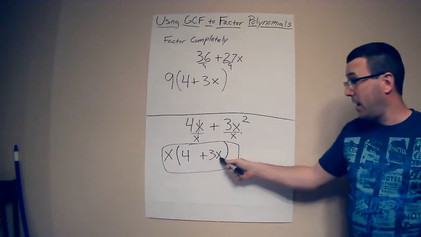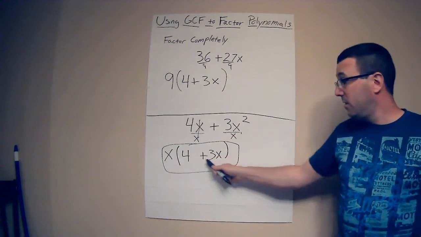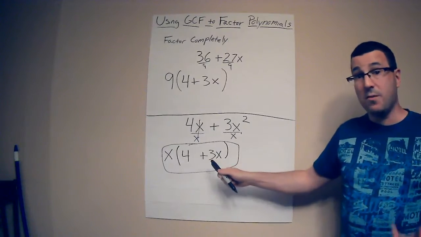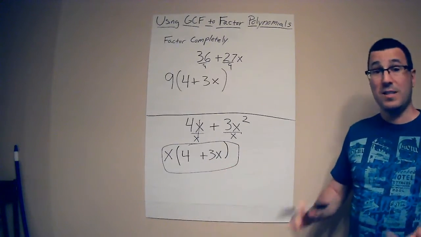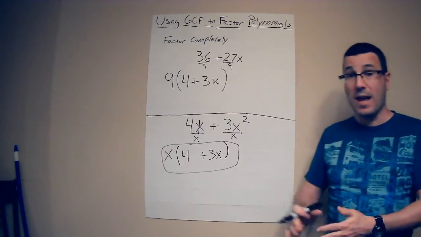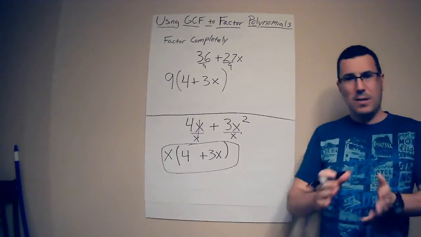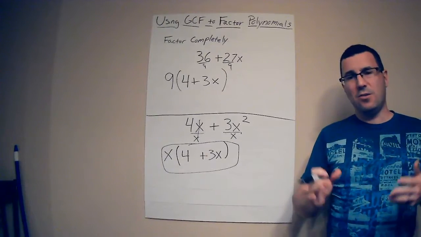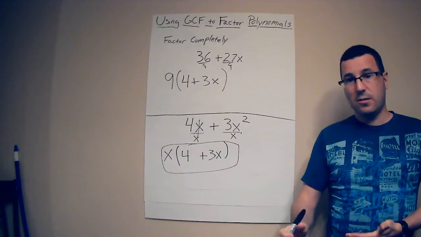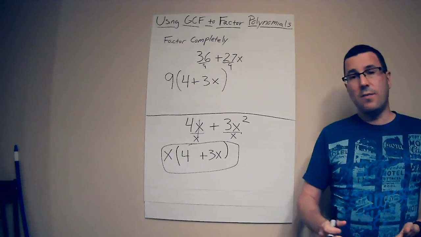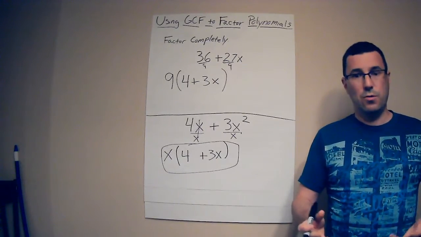I can't combine these because, again, these don't have variables in common. They're not like terms. So I can't combine what's in the parentheses. It stays as 4 plus 3x. Don't add them together. You can't do that. You can't go, well, it's 7x. 7x is 7 times x. So the way to think of it is, let's put 2 in for x.